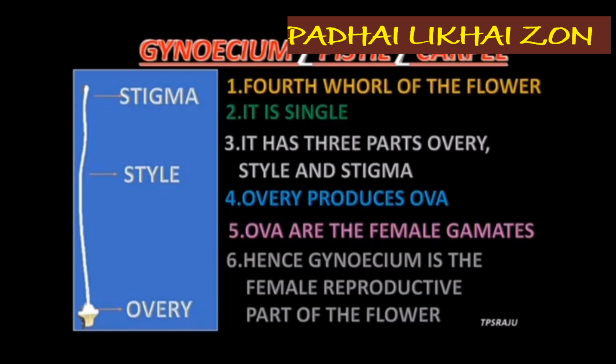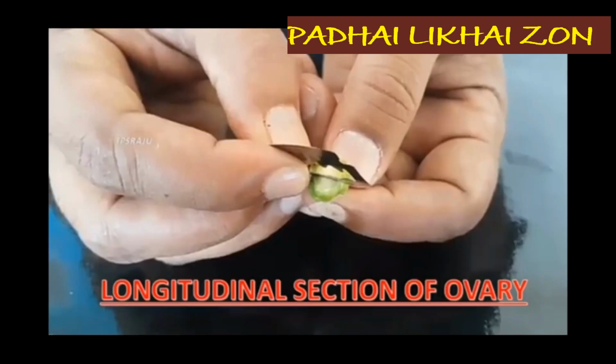Now this is gynoecium, the fourth whorl of a flower. It is single. It has 3 parts: ovary, style and stigma. Ovary produces ova. Ova are the female gametes. Hence gynoecium is the female reproductive part. Now we are observing a stigma under the microscope.